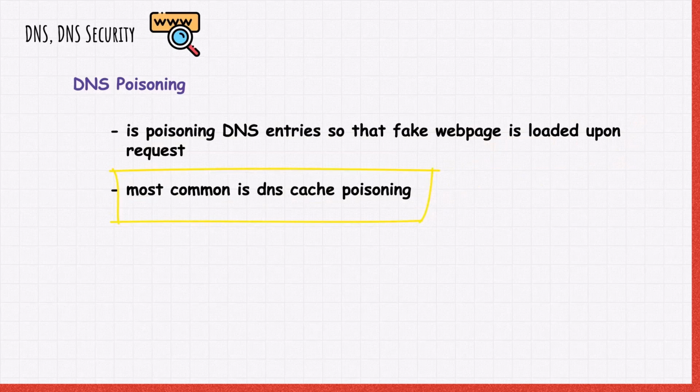You can have DNS cache poisoning when the malicious record is injected in the DNS cache, which is the first thing the device checks once searching for a domain.